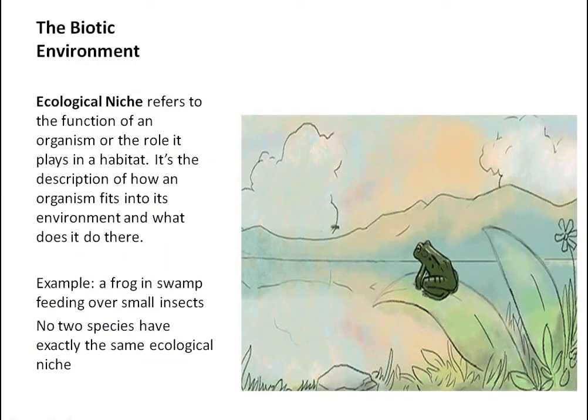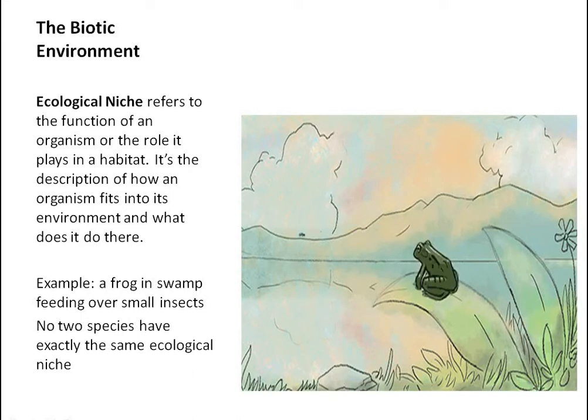The biotic environment consists of an ecological niche, which refers to the function of an organism or the role it plays in a habitat. It's the description of how an organism fits into the environment and what it does there. If you see the diagram, it looks funny, but it's very important to understand that the organism here is living in a certain environment and it is playing a role there.